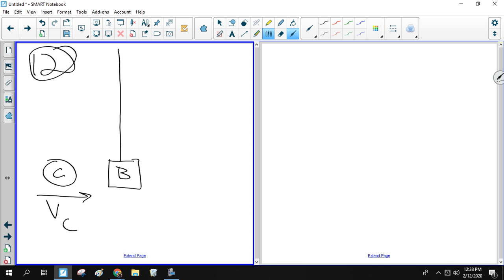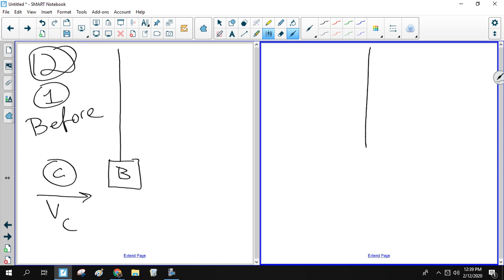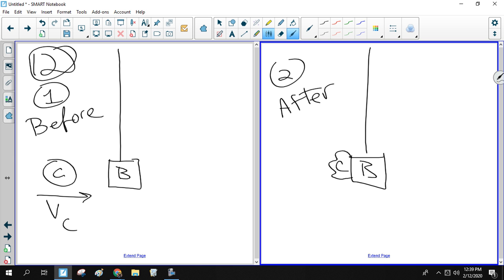Let's call this drawing number 1. So that is important because this is what's happening immediately before the collision between the clay and the block, right? Drawing number 2 is what is happening immediately after the collision. So here's drawing number 2, immediately after the collision. Now I've got a block of wood with a glob of clay stuck to it. Cool?